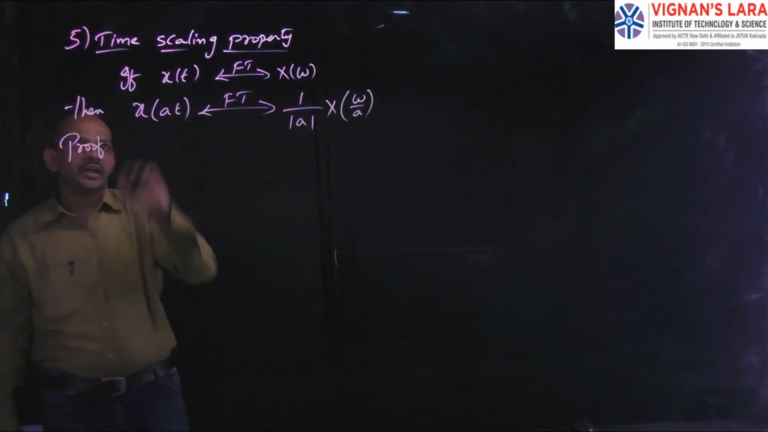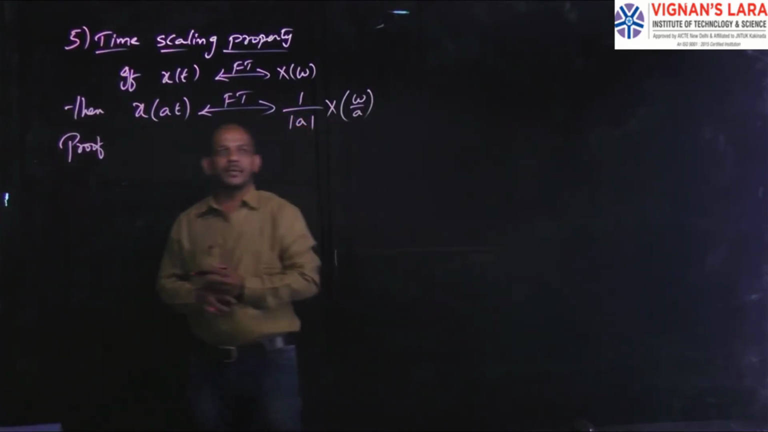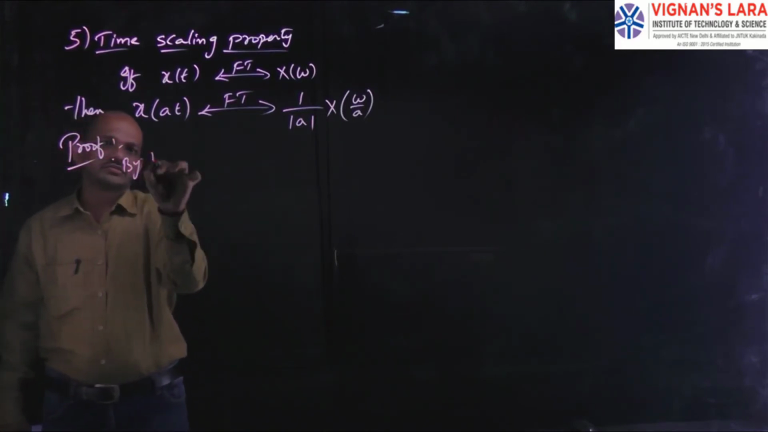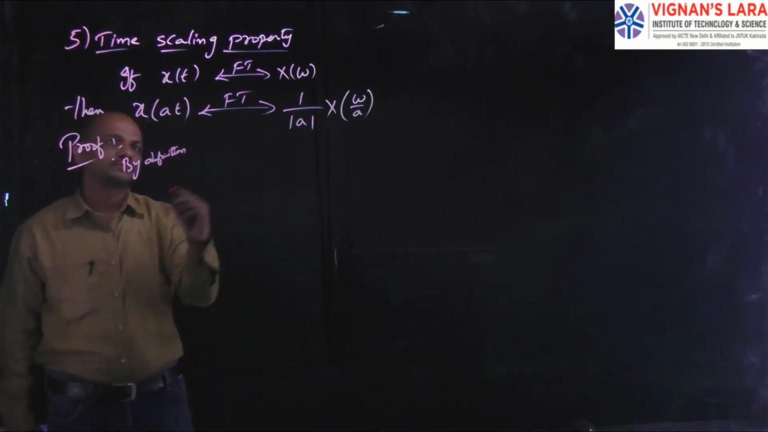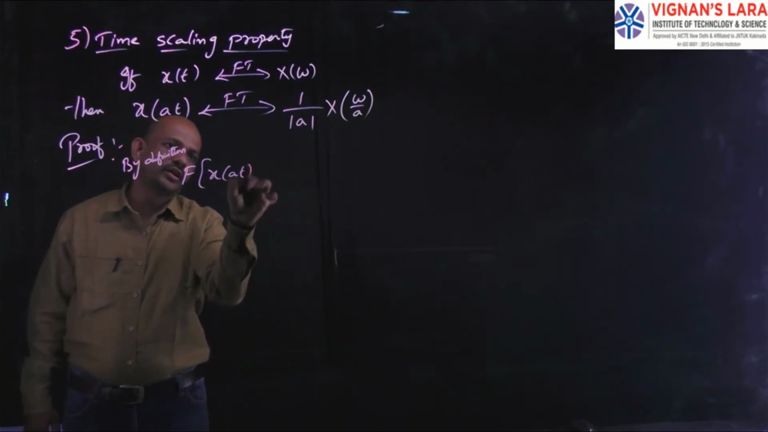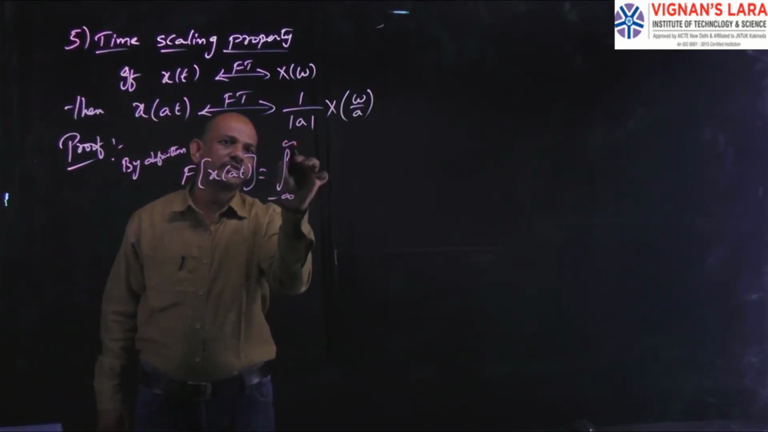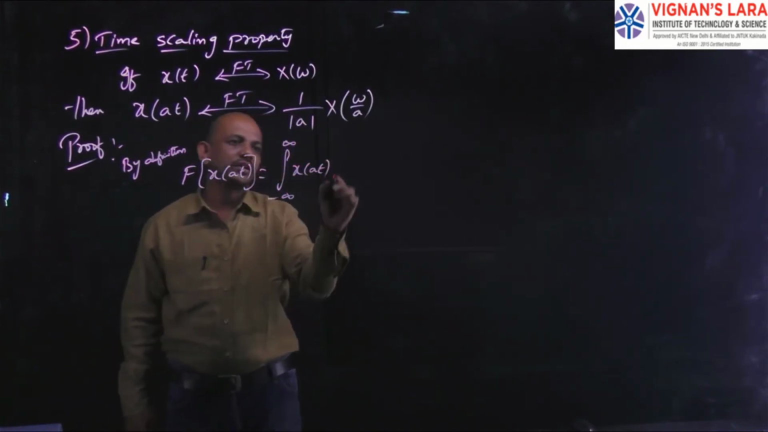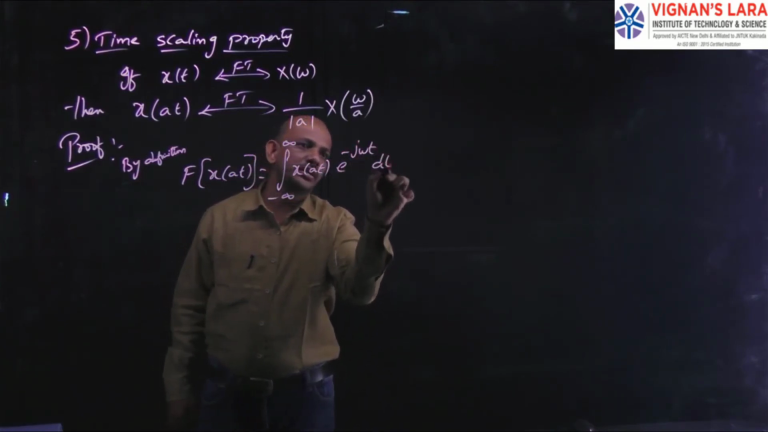That is, we have to prove x of at will have a Fourier transform 1 by mod a into X of omega by a. So by definition, the Fourier transform of x of at will be equal to the integral from minus infinity to infinity of x of at into e power minus j omega t dt.